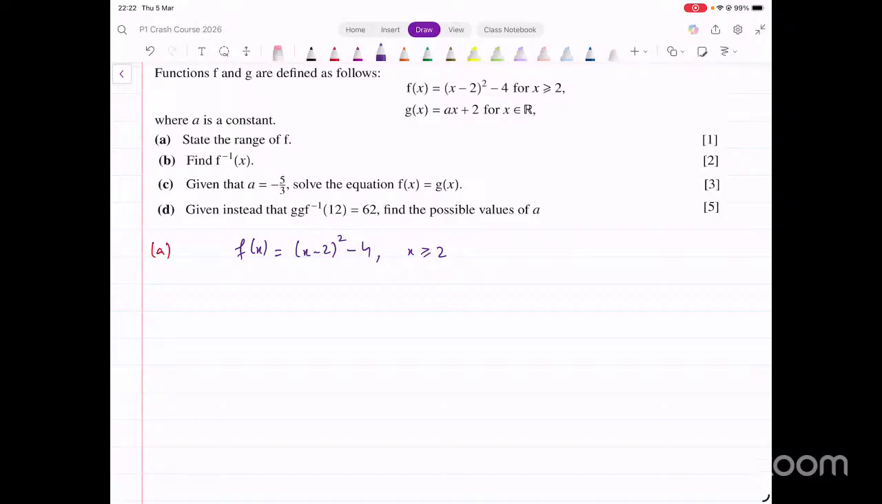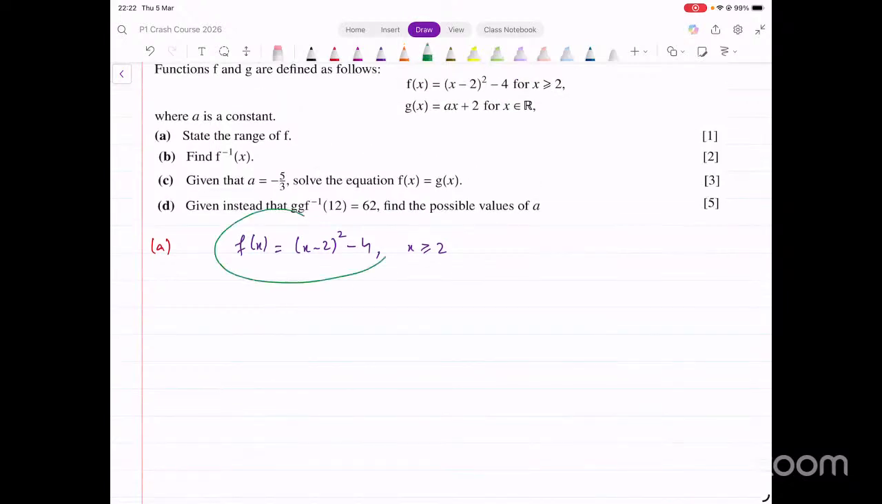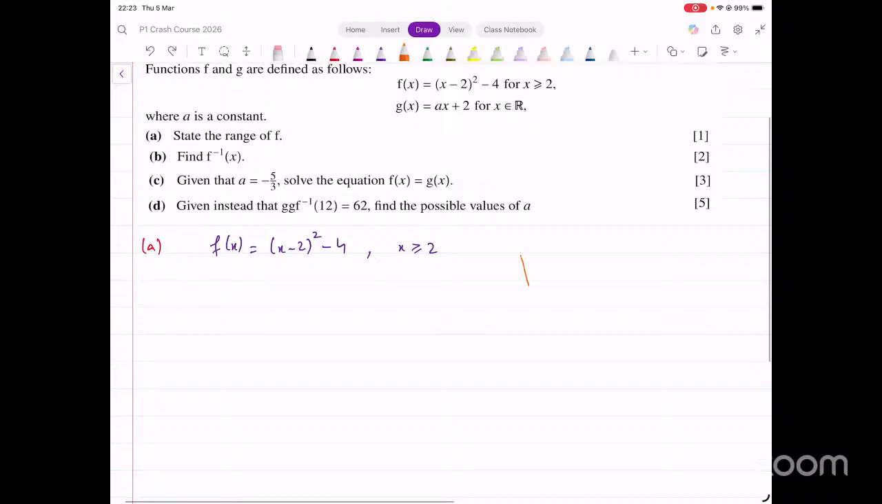How do you figure out the range of the function? Remember, we always have to think of the graph. It's already in completed square form, right? We can figure out the turning point from this. What's the turning point going to be? It's 2 and negative 4, right? So it's a U-shaped graph. It's going to look like this. That's what the graph looks like roughly. U-shaped like this. The turning point of this graph is 2 and negative 4 from this completed square form.